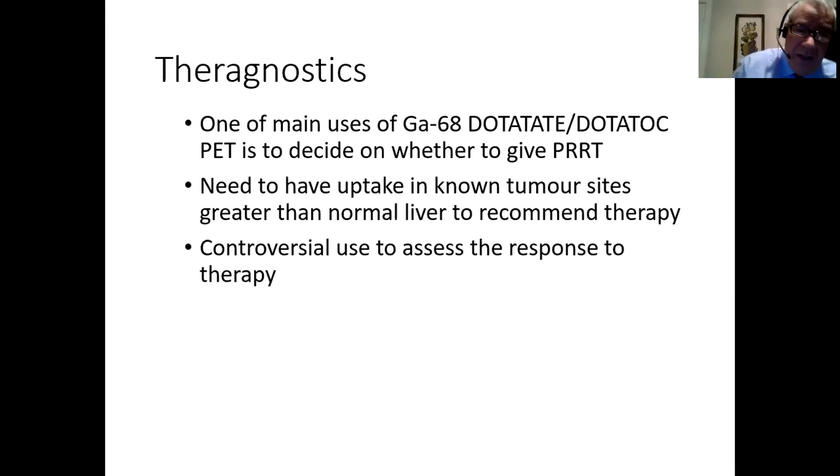But one of the main uses in our practice is to determine those patients who should go forward for PRRT, because the uptake of the therapeutic agent matches the PET distribution much more than the non-PET distribution. What we don't really know is how to monitor response, because we don't know if you stop having uptake of the DOTATATE, is the tumor dead or has it just lost its receptors? So we're still stuck with CT as follow-up.